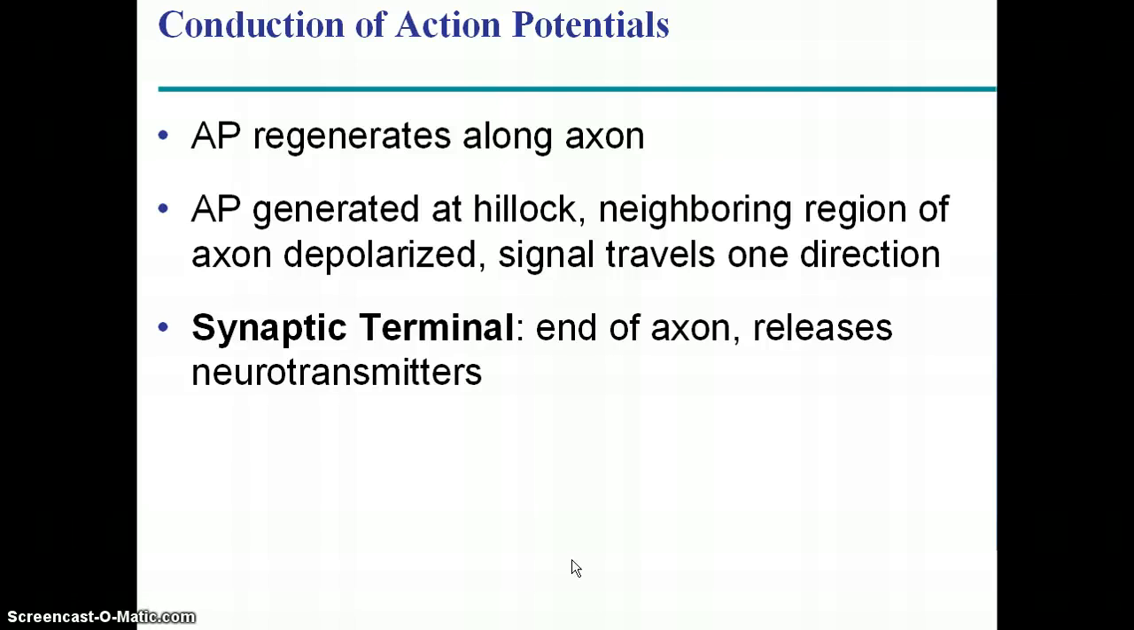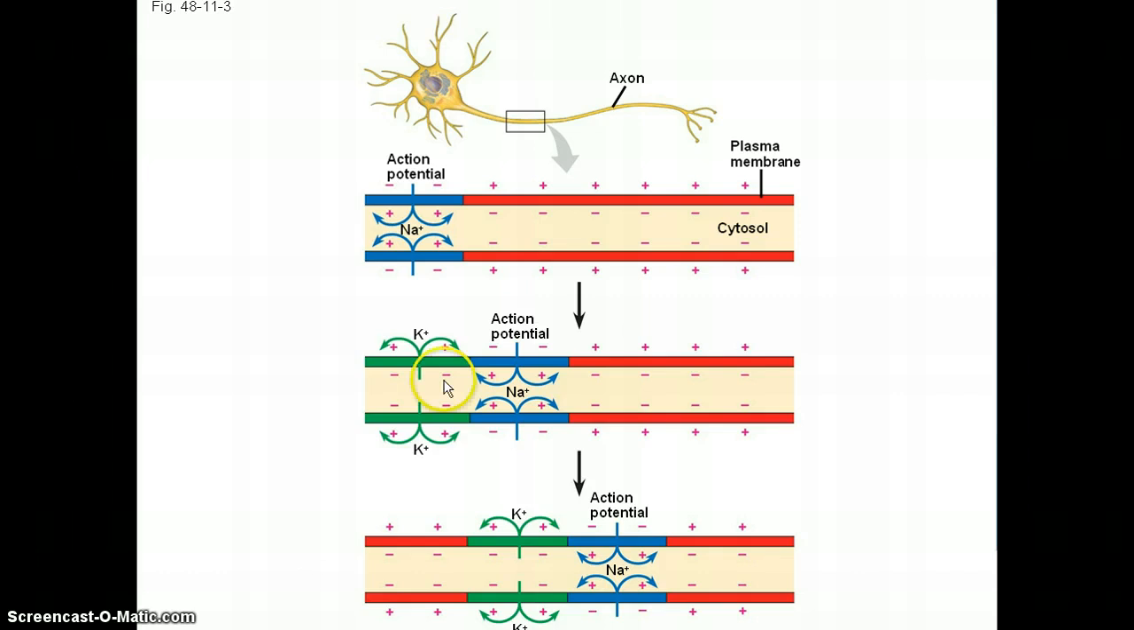Now, these potentials will move down the axon in one particular direction, starting at the hillock and then terminating in the synaptic terminal. When it reaches the synaptic terminal, again, those vesicles can fuse with the membrane and dump the neurotransmitters into that cleft or space between neurons.